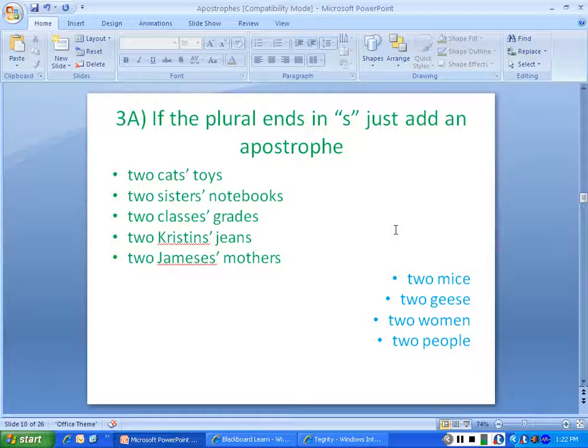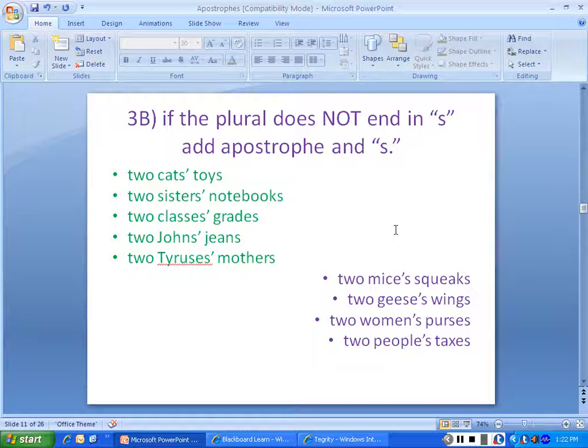Let's see what happens when we look at the ones that don't end in S. If the plural does not end in S, just add apostrophe and S to the end. Two mice's squeaks, two geese's wings, two women's purses, two people's taxes. Again, this indicates that there is more than one mouse in the wall, and the squeaks belong to them.